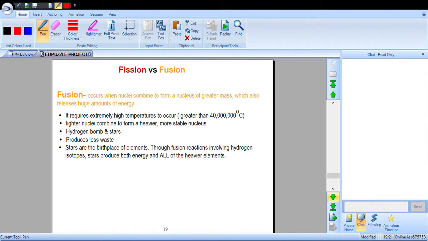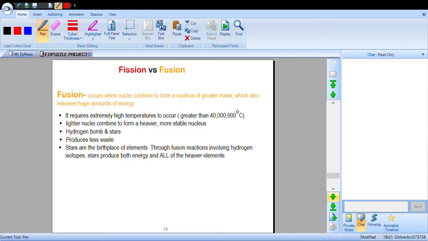Fusion. Fusion occurs when nuclei combine to form a nucleus of greater mass, which also releases huge amounts of energy. This requires extremely high temperatures to occur. The lighter nuclei combine to form a more stable nucleus. They produce less waste. Stars are the birthplace of elements. Through fusion reactions involving hydrogen isotopes, stars produce both energy and all of the heavier elements. We haven't discovered a way to harness or capture fusion, so it is quite difficult to understand it.